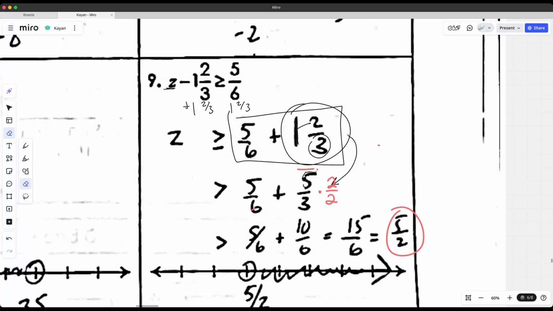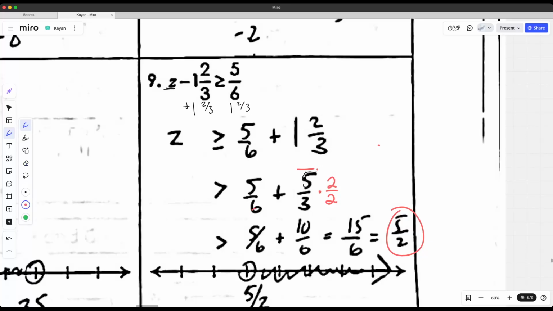And of course, if you didn't want to do all that, you could grab your calculator. I forget where the buttons are, but there's a button where you can enter a mixed fraction and a regular fraction and add them together. And then the calculator will spit out an improper fraction. All right. So as far as graphing, we've got z is greater than, so open dot at 5/2.